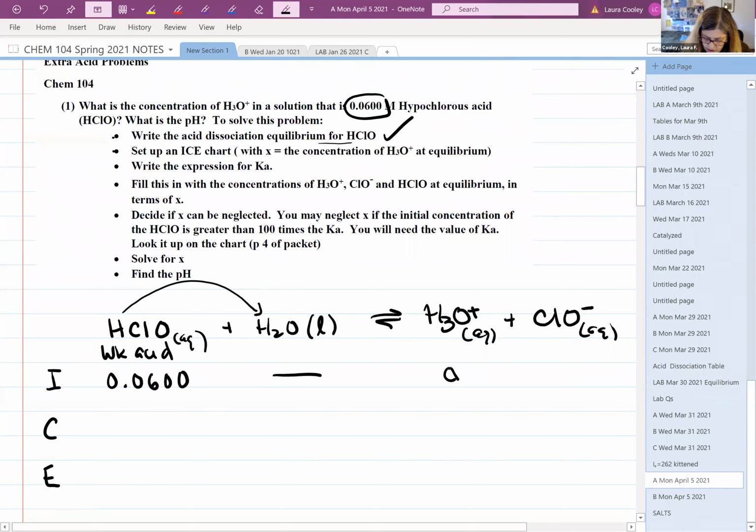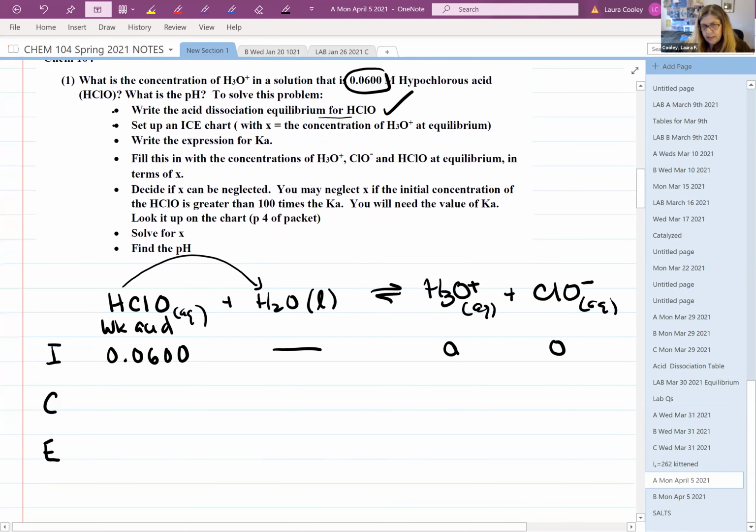And these are 0 at the beginning, okay? Instantaneously, they would become whatever their concentrations are at the end at equilibrium. But for the purposes of doing this problem, we start out with zeros, always. This loses an amount X. Since all these coefficients are 1s, these are just X's here. And so we end up with 0.0600 minus X, X, and X. So we did that.